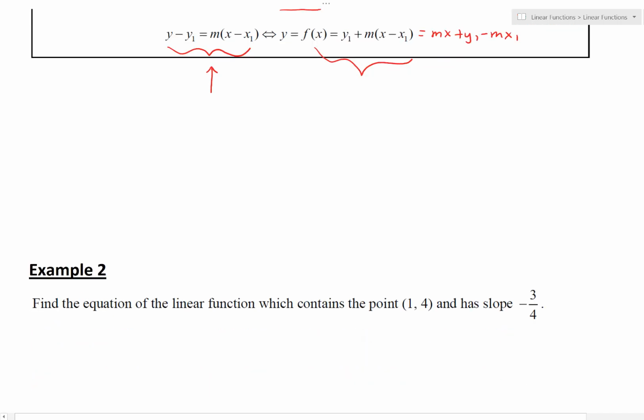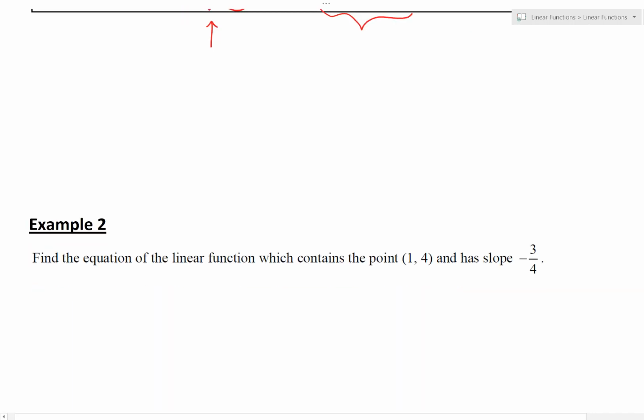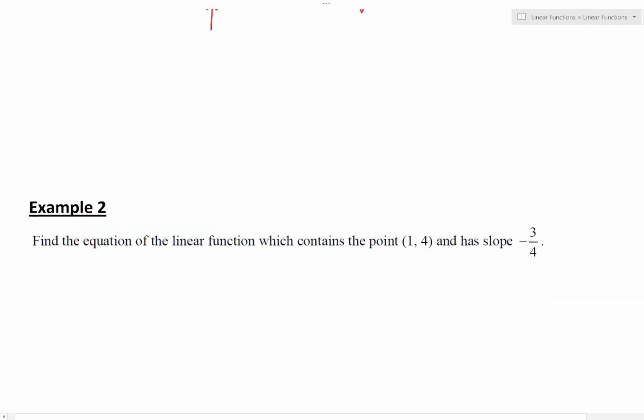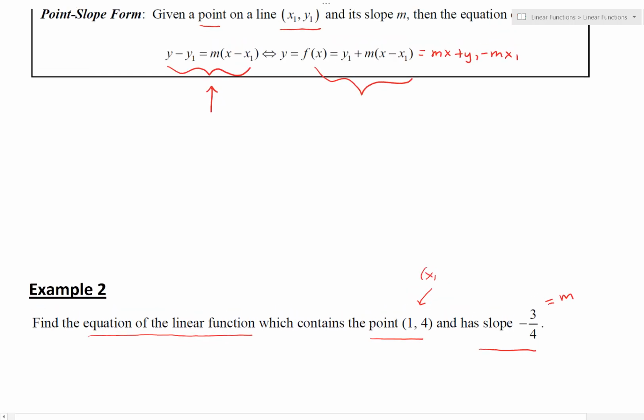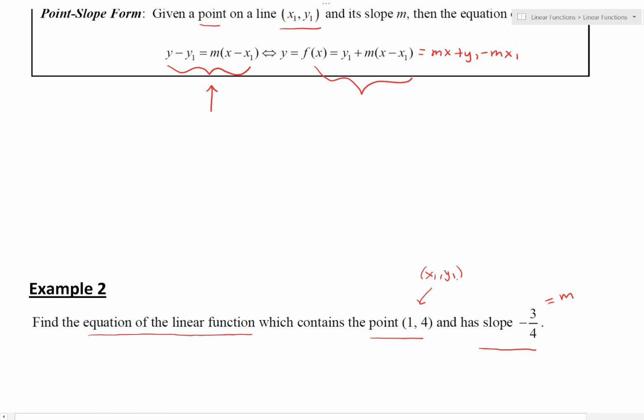Let's look at just a couple of examples of this to see how we could use those two different forms to find some equations of some linear functions here. So in this example, we want to find the equation of a linear function which has the point 1 comma 4 and which has slope negative 3/4. So this is a situation where we want to use point slope form because we have a point and we have the slope. So we know that the slope m here is negative 3/4, and then we have this point, remember in our form above, that's like your x1 comma y1, right?